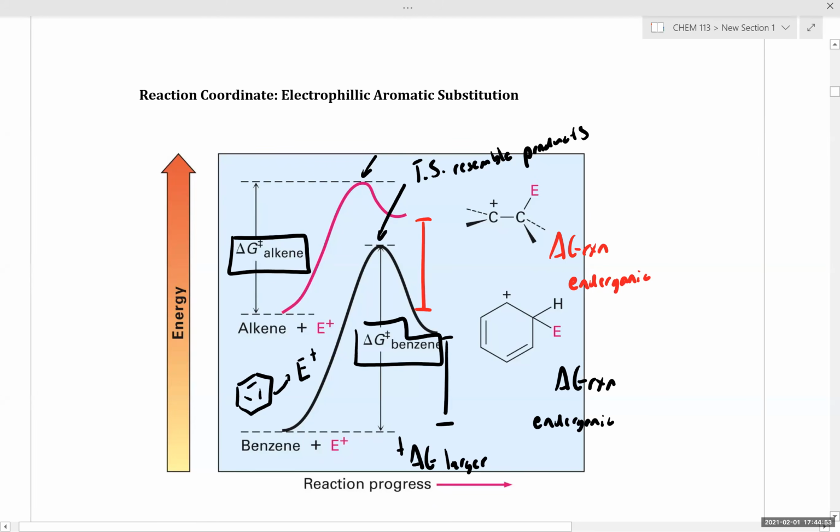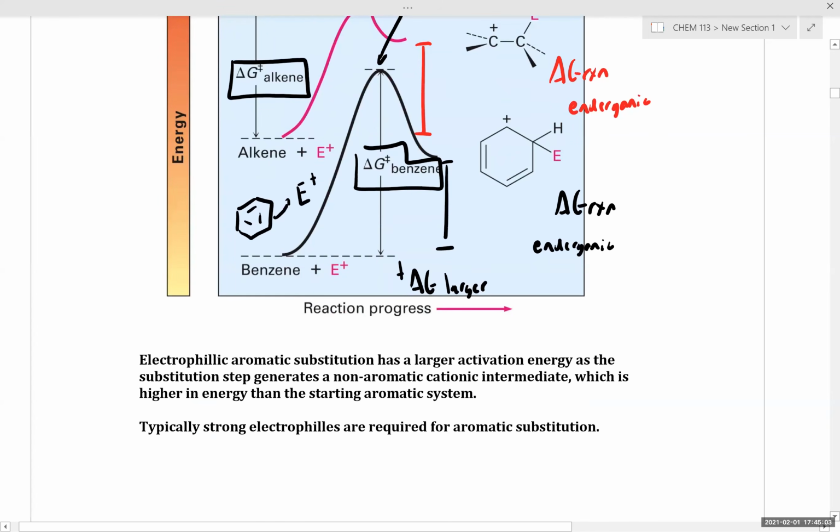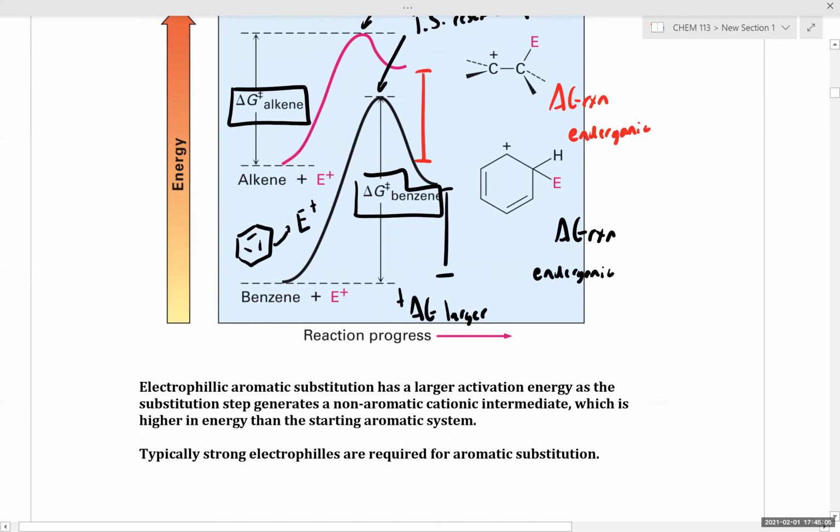Okay, so we've looked at a few things related to the reaction coordinate for electrophilic aromatic substitution. Now let's refresh these features. First, we have a larger activation energy as the substitution step generates a non-aromatic cationic intermediate, which is higher in energy than the starting aromatic system.